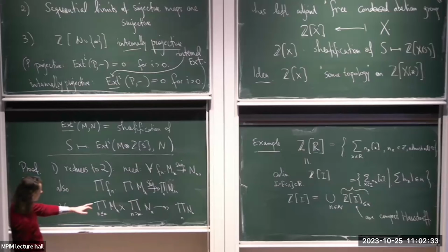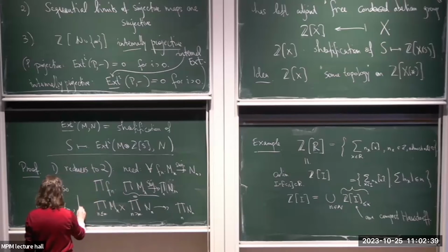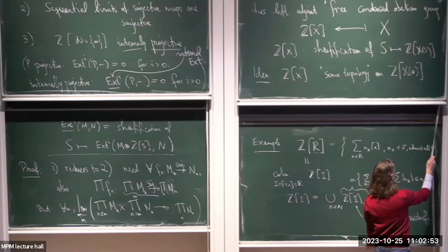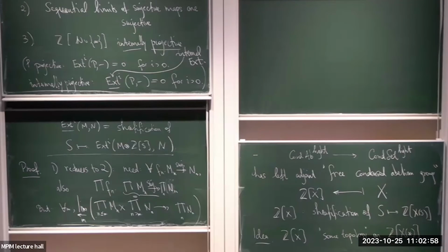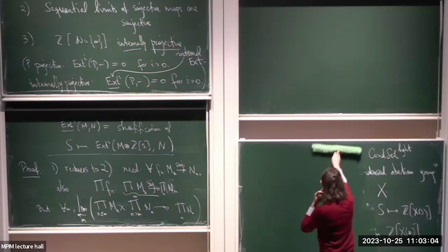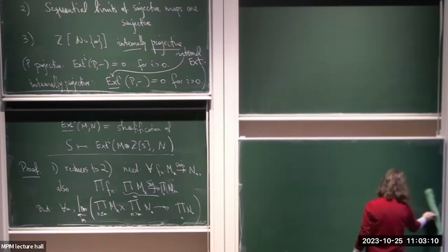But then this map is the limit now over m of these things. And so we've written it as a countable limit of surjections, and somehow it is enough to prove that this is still surjective.